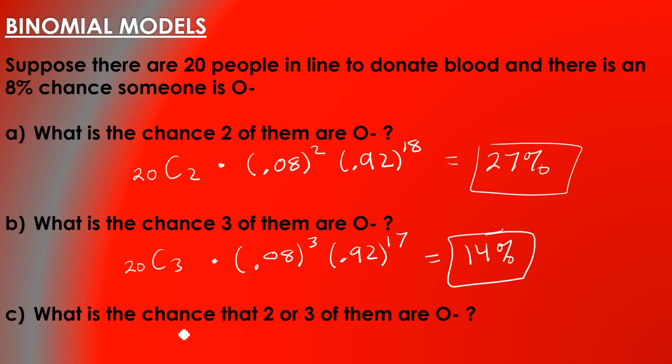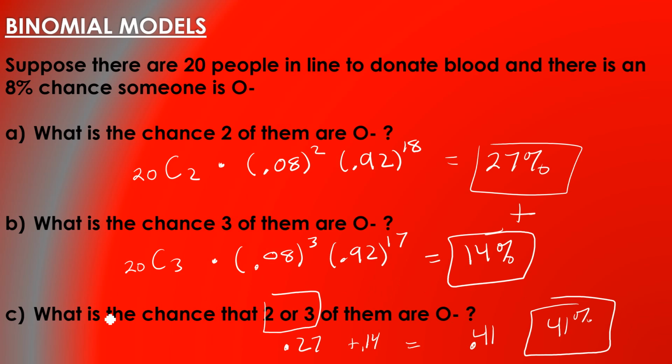Okay. What is the chance that 2 or 3 of them are O negative? What do you think you're going to do? Well, you're going to add these two, right? So you're going to have 0.27 plus 0.14 gives us 41. So 41% chance that we get 2 or 3. We add those two.